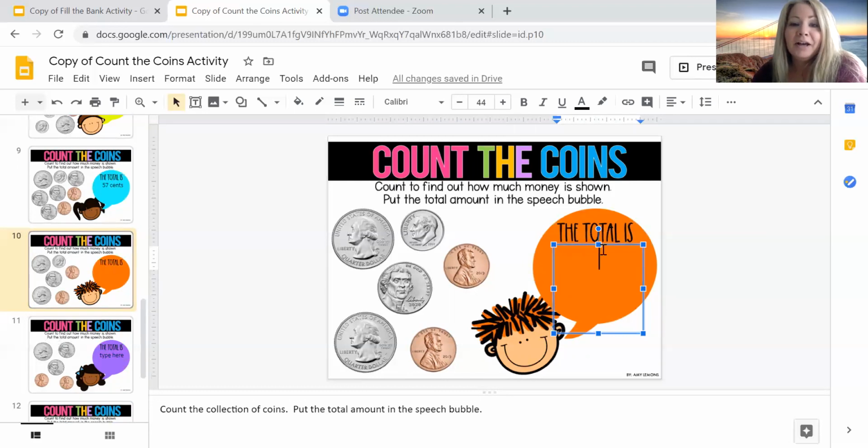Okay. We want to look for the quarters first. It's a lot easier to start with the quarters than to have something like 16 cents and try to add 25 cents onto it. That you can't do in your head as quickly. So if we start with those quarters, how many quarters do we see? 2. So if we count by 25s 2 times, that says 25. That gives us 50.